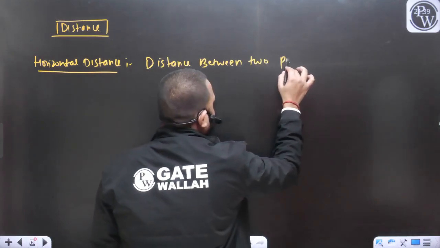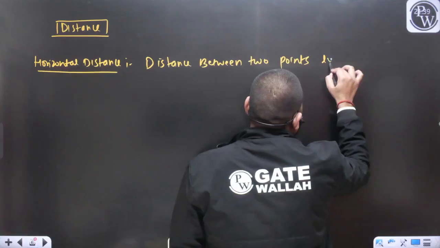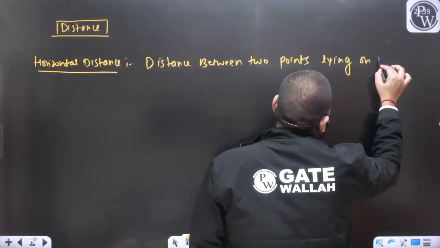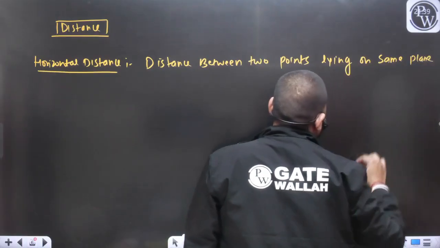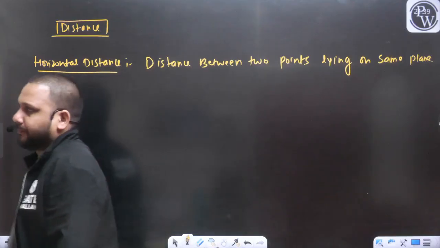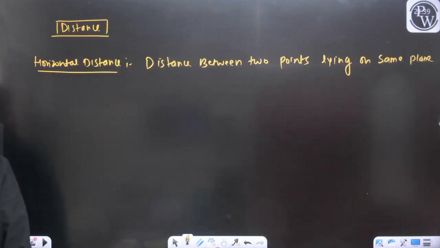Distance between 2 points lying on the same plane. Distance between the 2 points when the points are lying on the same plane.